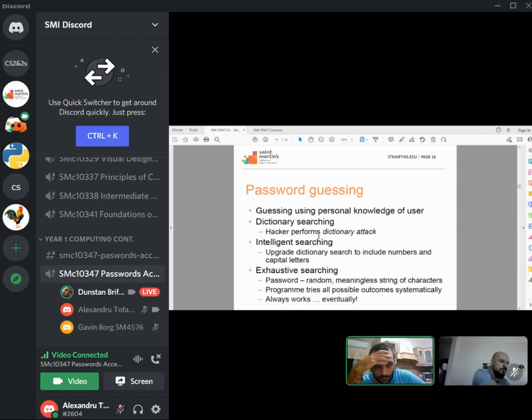Guessing the person using the personal knowledge of the user, right? So that is the very first thing that we do. Now, when we've got these types of questions, looking ahead to an exam, it is common that we have a scenario and you have to explain how you would guess the password of this particular person, whoever it may be in the scenario.